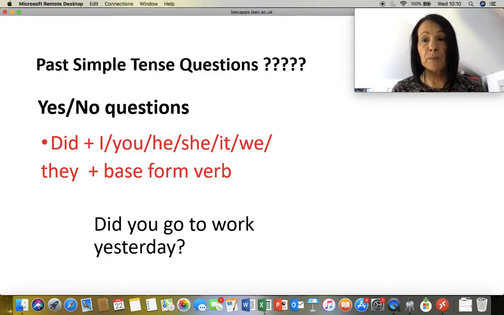Now it could be go to work. Can you think of any other places that people go? Yes? To school, to college, shopping. You see if you can think of more questions to ask other people. And then we have our time phrase, particularly at the end of that question, yesterday. Again, you could change that. You could talk about perhaps at the weekend or last year. It's up to you.